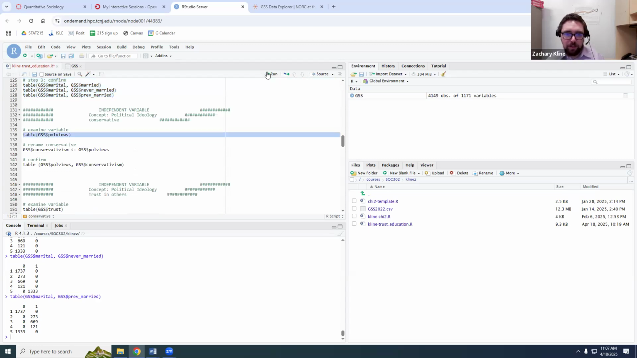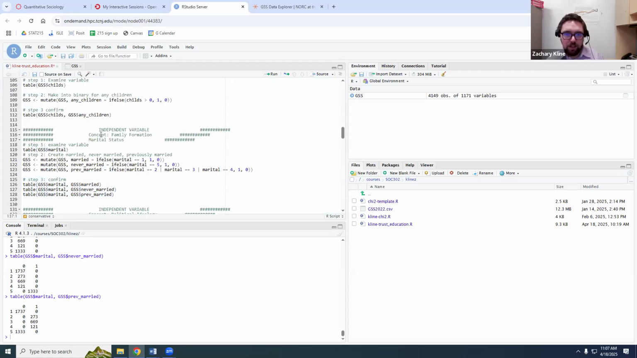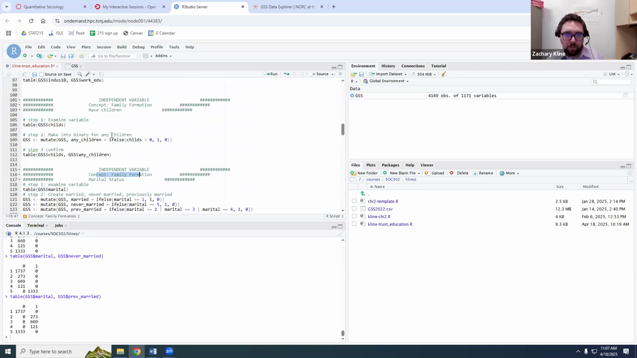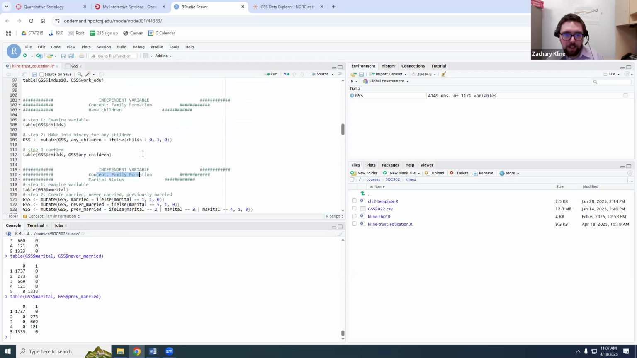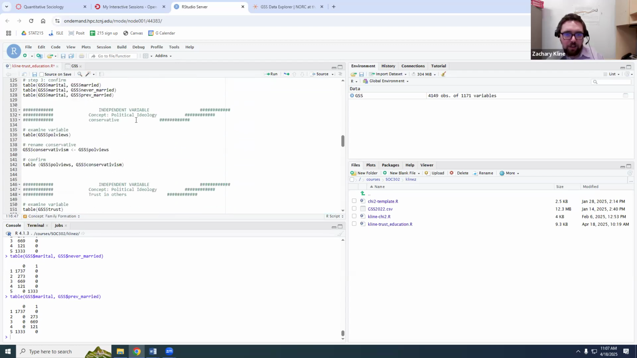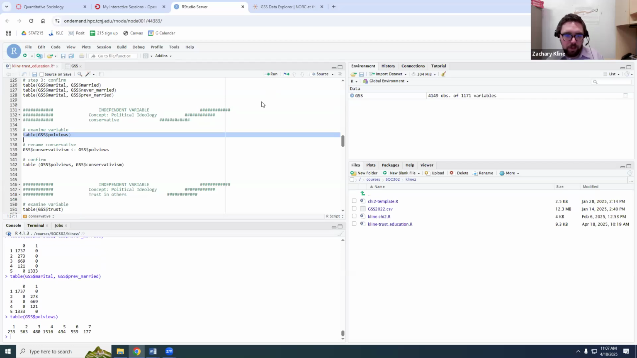This last variable here is going to measure their political, so this was the independent variables corresponding to family formation. So there's 2 variables corresponding to family formation. Similarly, there were 2 variables corresponding to experience with education. Our third independent concept is political ideology. So the first variable we're going to make is political views.